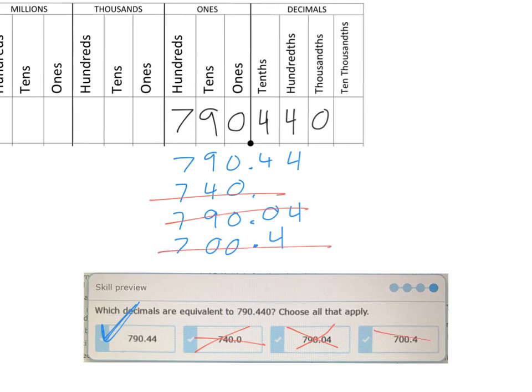So the only one that was equivalent was 790 and 44 hundredths, because this just had that extra 0 on the end. I could keep adding zeros, still the same as this. Hope that makes sense. Good luck with this section.